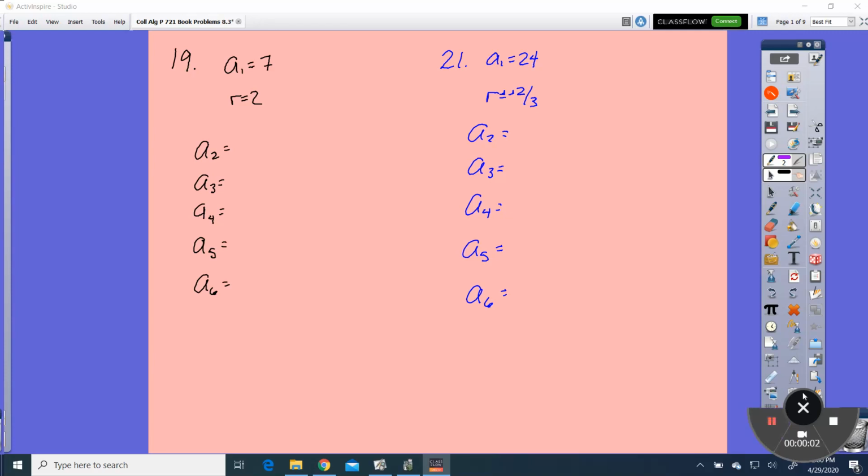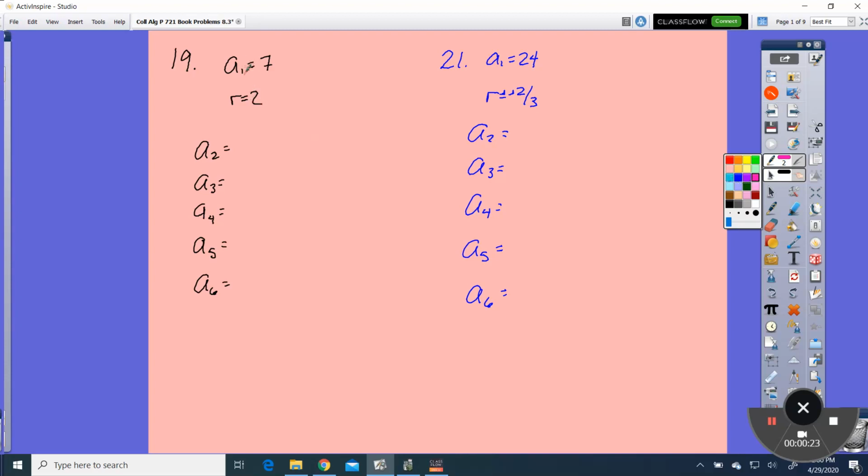This is section 3 of chapter 8, so page 721. And this is the geometric one. So this means we're multiplying each time by something. So that's what that r means. It's the common ratio. So if you've watched the videos on the other things, you hopefully understand a little bit more of what I'm talking about.